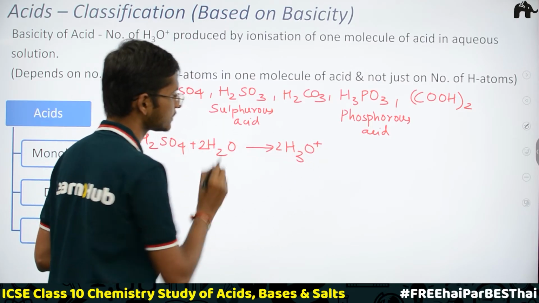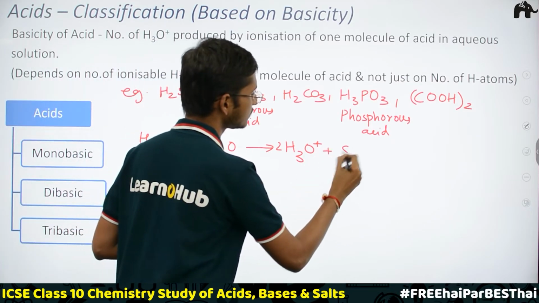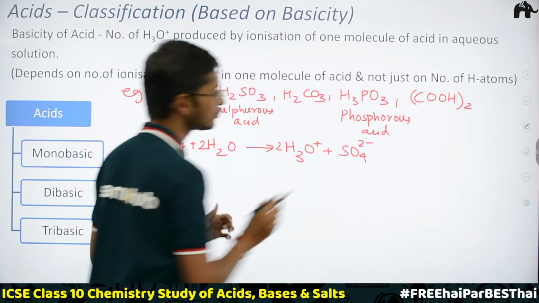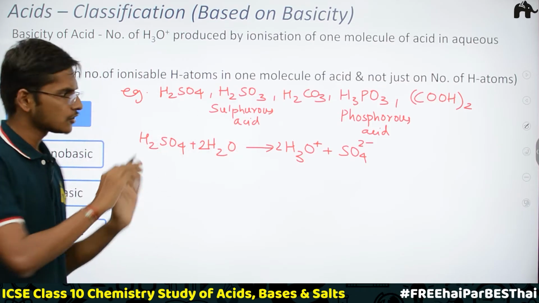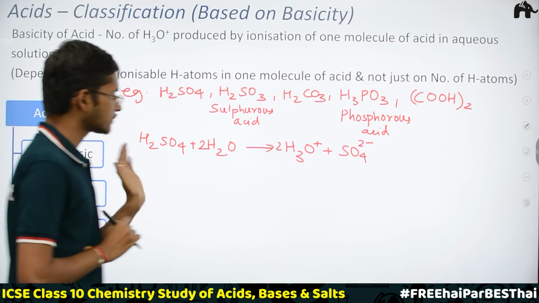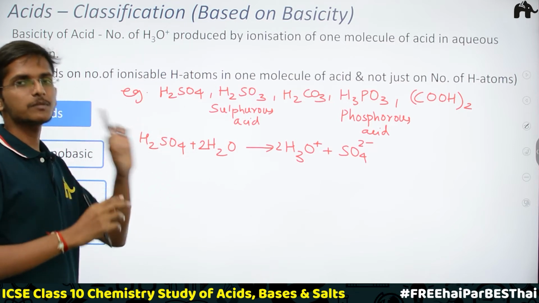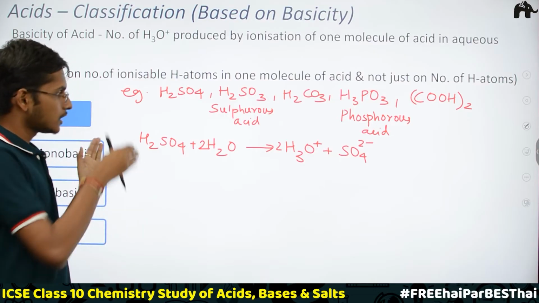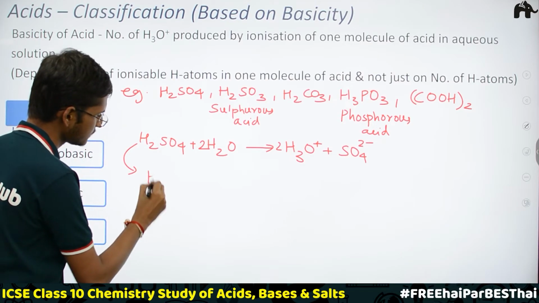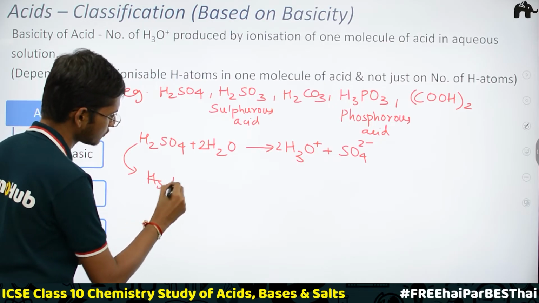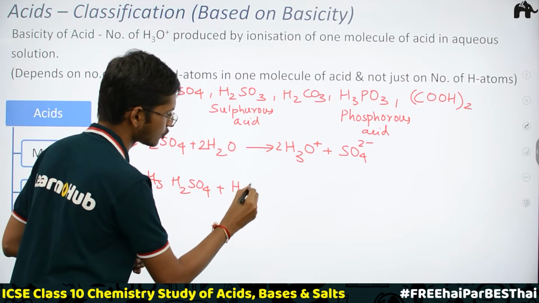Now what is remaining here? SO4. I have told you SO4 is formed as SO4 2 minus, a polyatomic anion with a 2 minus charge. So this is the ionization equation for H2SO4. But this ionization actually takes place in 2 steps. Let's see those 2 steps. The first step is H2SO4 plus the first water molecule.